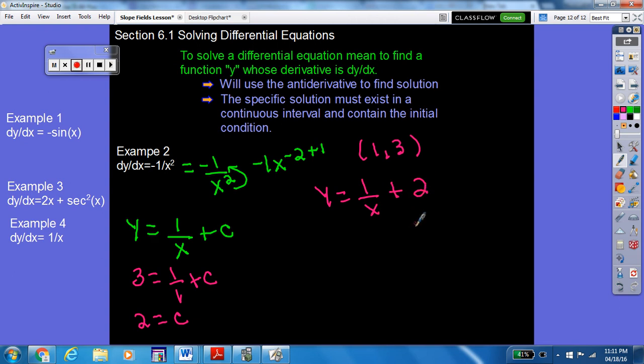Now, this is a little bit problematic because I specified from the beginning that the specific solution must exist in a continuous interval and contain the initial condition. Well, right now, this solution does not exist over a continuous interval. Right now, this solution exists over a discontinuity. It exists to the left of 0 and to the right of 0, but not at 0. So let me show you what the graph would look like.